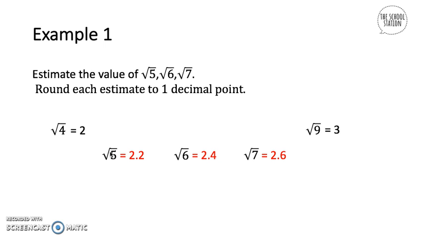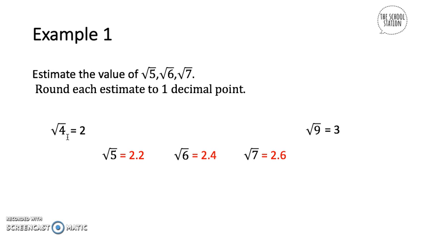So first of all, I started by thinking: we have the square root of 5, which is not a square number, but what is a square number before 5, and what is a square number after 5? We don't know the square root of 5, but we know the square root of 4 is 2, because 4 is a square number. So you want to write down the square roots of the numbers that are square numbers.